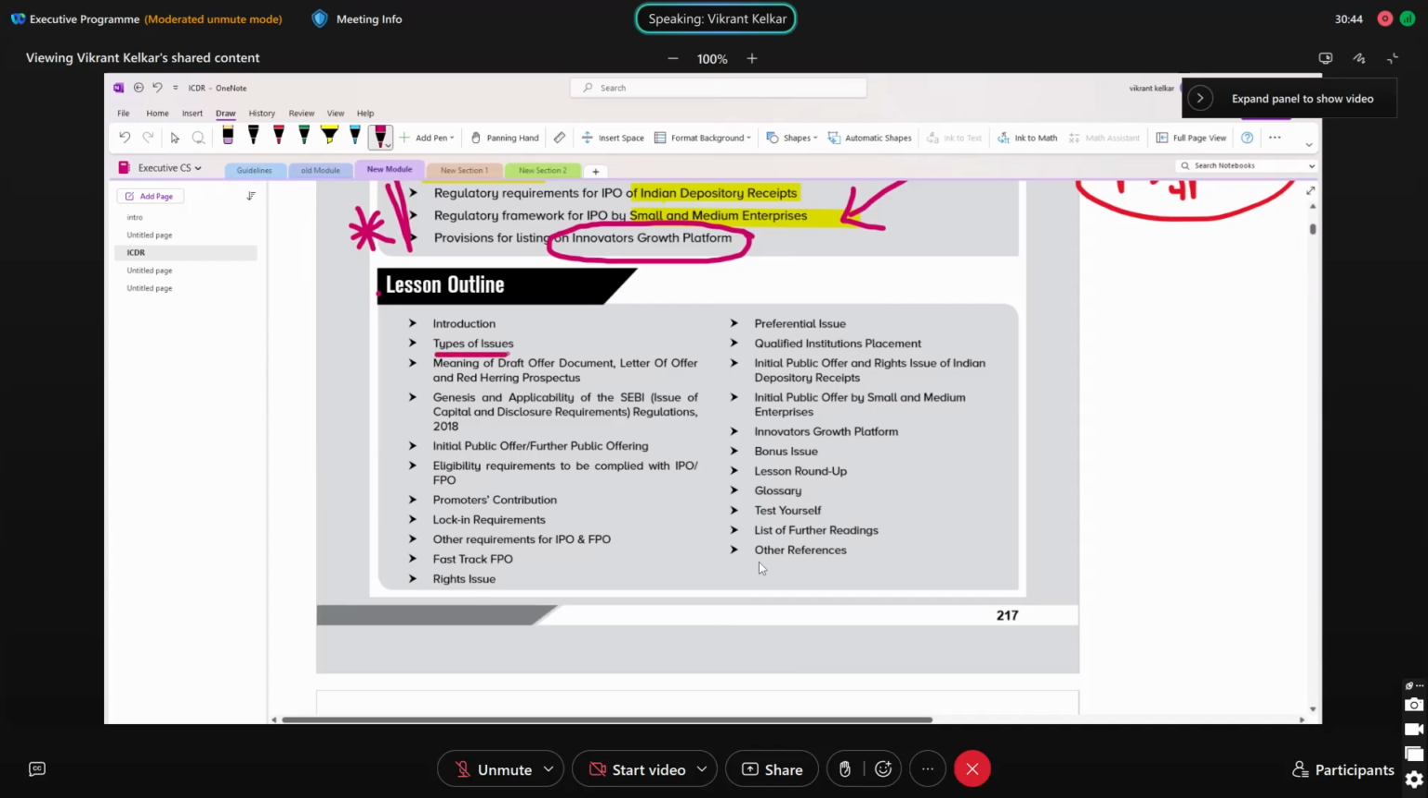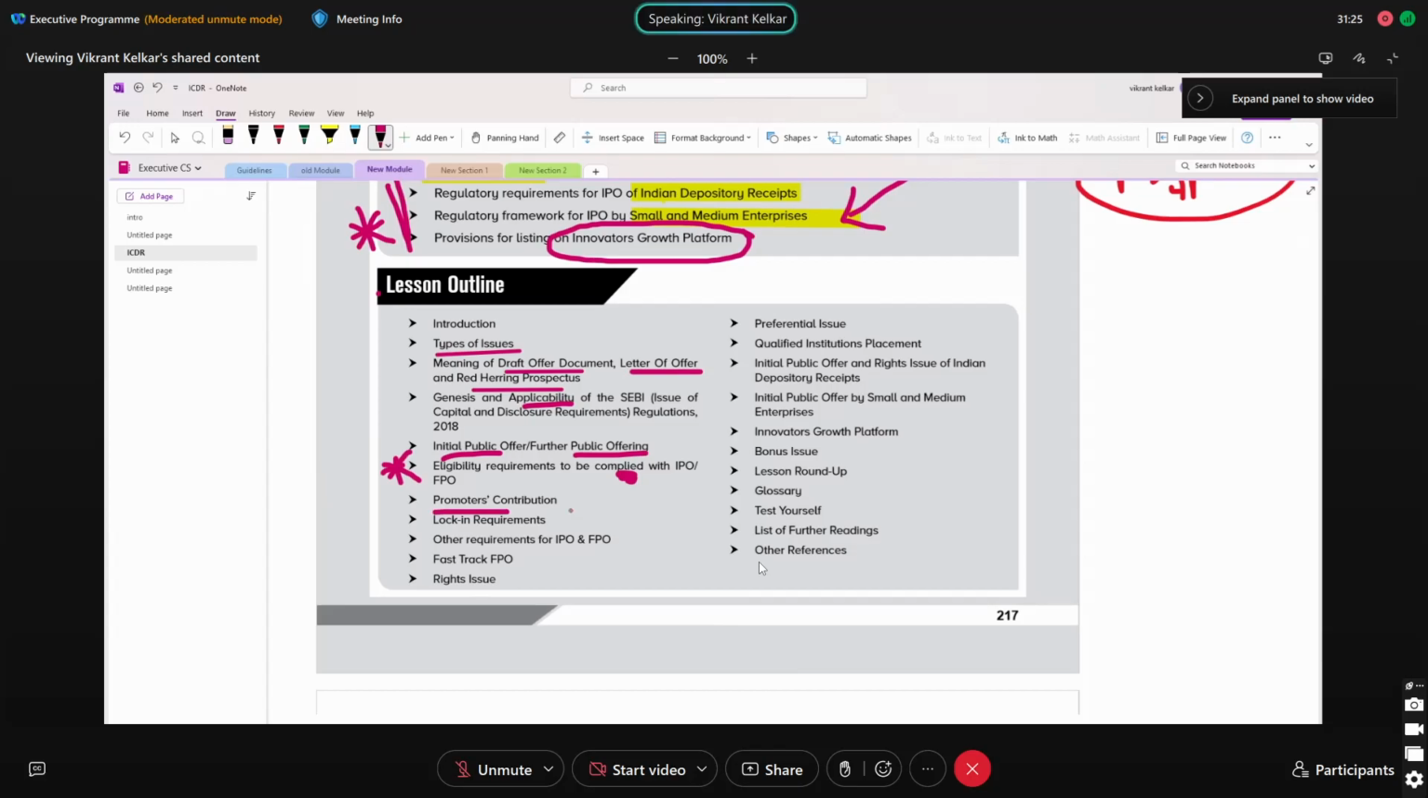We are going to learn about various types of securities. We are going to learn about draft offer, letter of offer, red herring prospectus and prospectus. Then the applicability of ICDR, IPOs and FPOs, eligibility requirement. बाजू में mark करो. If you are writing important questions in your notebook, as per my opinion, this can be the important part: eligibility requirement for IPOs and FPO. Who can contribute and what should be the initial requirement.